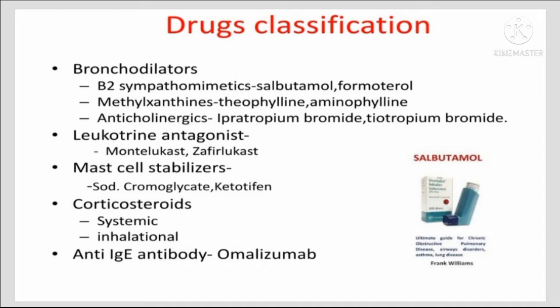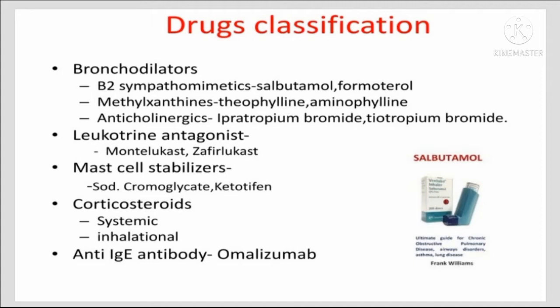Bronchodilators are again divided into B2 sympathomimetics, methylxanthines and anticholinergics. In B2 sympathomimetics there are 2 drugs, salbutamol and formoterol. In methylxanthines there are 2 drugs, theophylline and aminophylline. Anticholinergics, in that there are 2 drugs, ipratropium and tiotropium bromide.